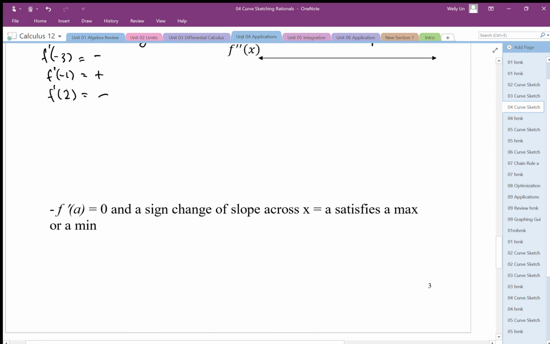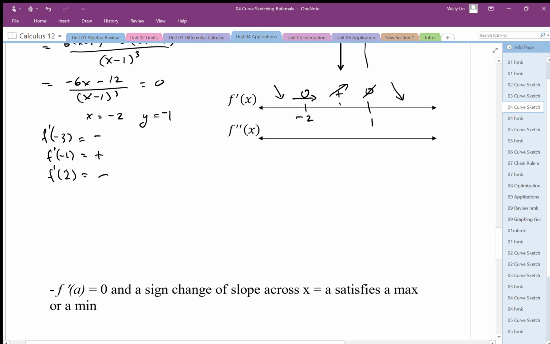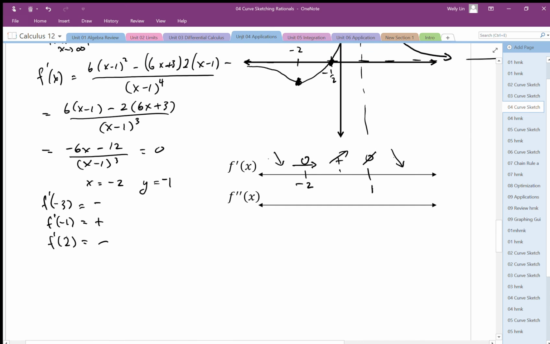So the note here was that f prime of x equals 0, and a sign change has to occur for a minimum to occur. So notice that there's a sign change across this, so that must be a minimum occurring at that point.